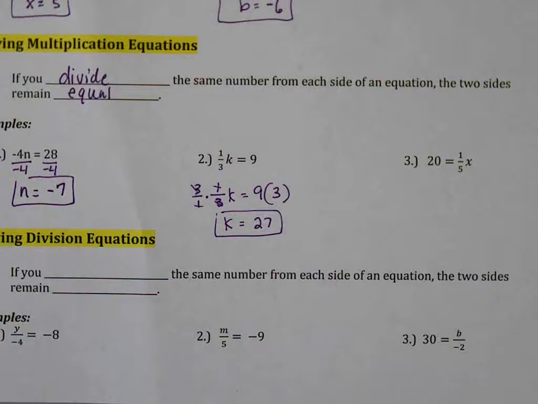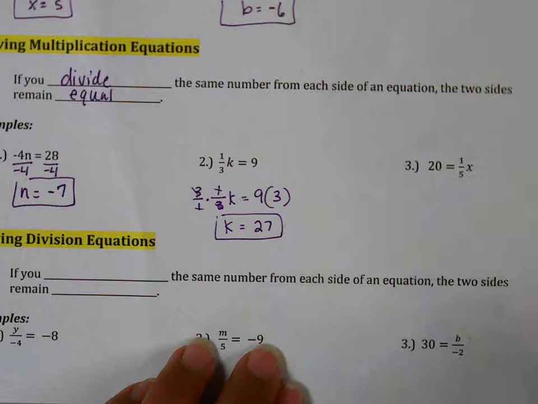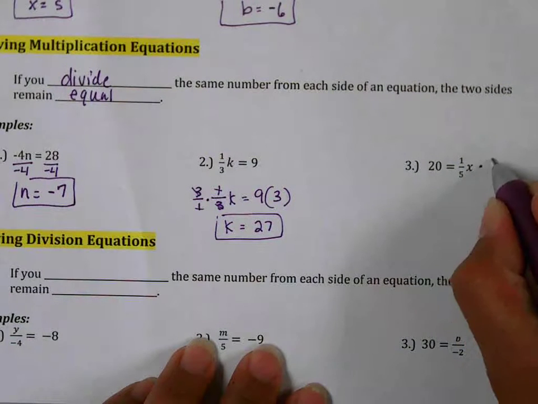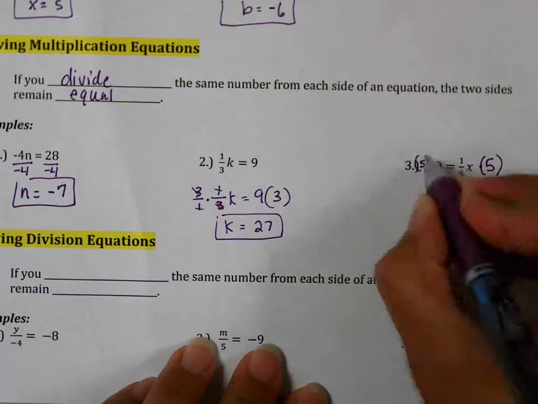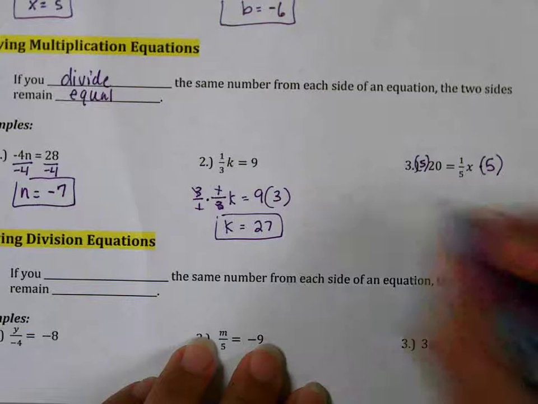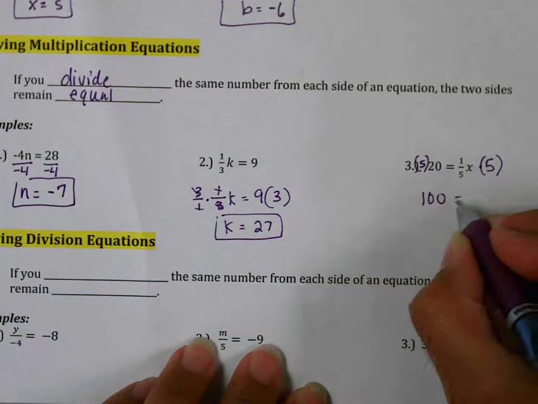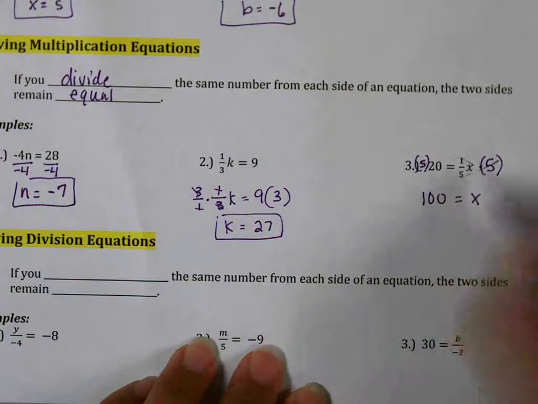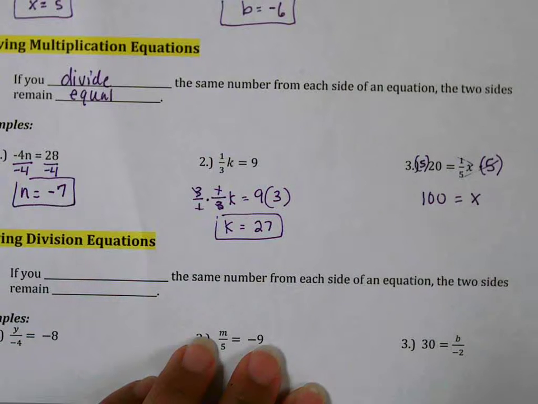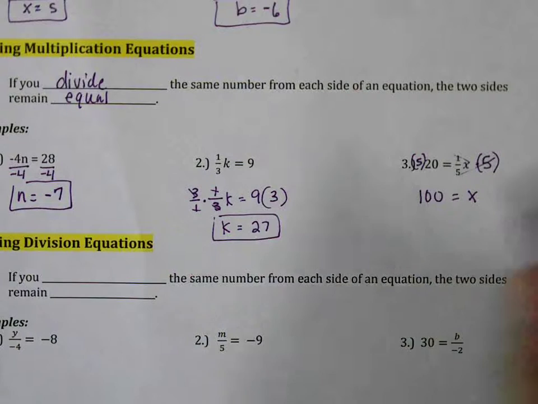So hopefully you had a chance to pause and try this problem. We have 1/5 x. We need to divide by 1/5, which is the same as multiplying by 5. So I'm going to multiply both sides by 5. 100 equals x. 5 times a fifth is 1. That cancels out. I'm left with 1x. 5 times 20 is 100. And if you take 1/5 of 100, you would get 20.